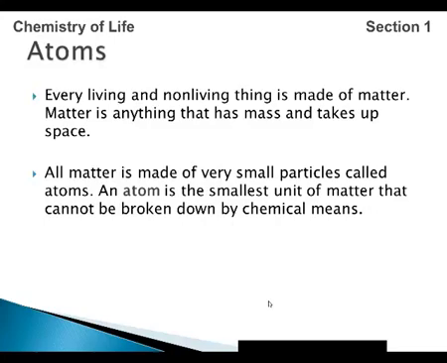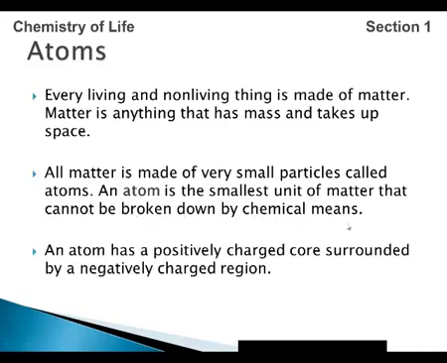There are parts of atoms called subatomic particles, being the proton, the neutron, and the electron. Those things are smaller than an atom. They make up an atom. The important part here is this cannot be broken down by chemical means. An atom has a positively charged core, and it is also surrounded by a negatively charged region, and we'll get into what makes up that positively charged core and what also makes up that negatively charged region around the outside of the core.